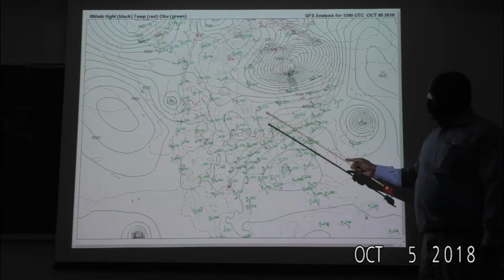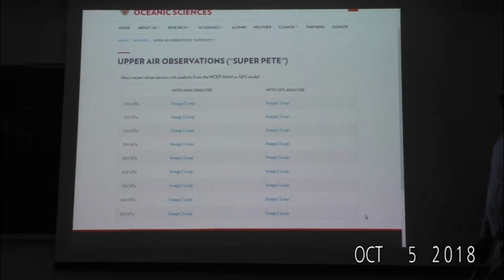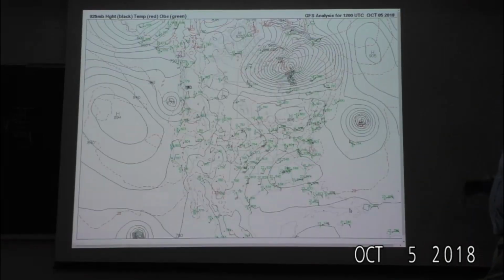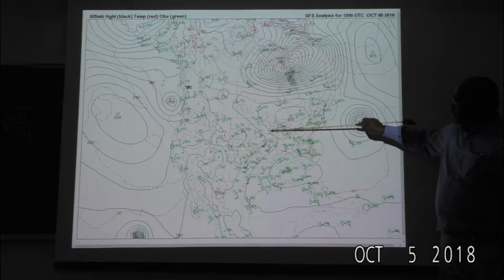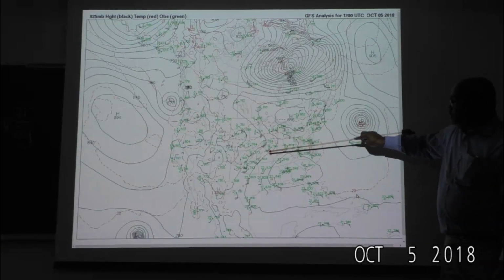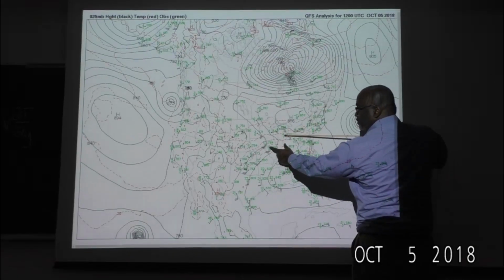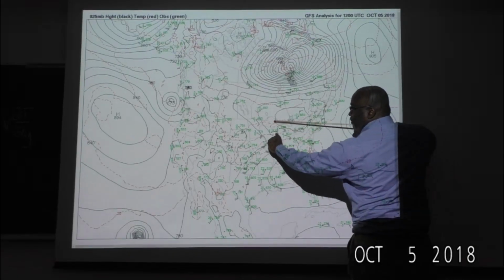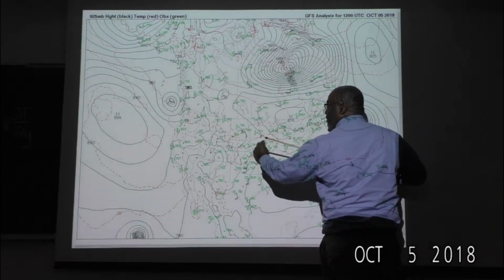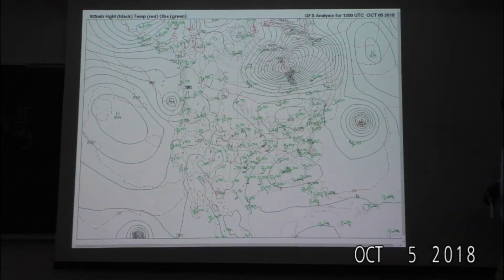Let's go down to 925. We'll see the same thing, but we'll see the baroclinicity shifted a little bit further to the south. It's a little bit more diffuse here, but really strong evidence of warm advection to the south and almost neutral temperature advection to the north. So that's going to help pack these isotherms. And that would be the focus of some ascent.